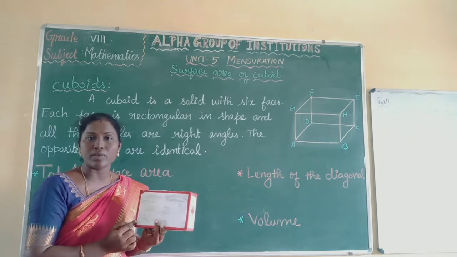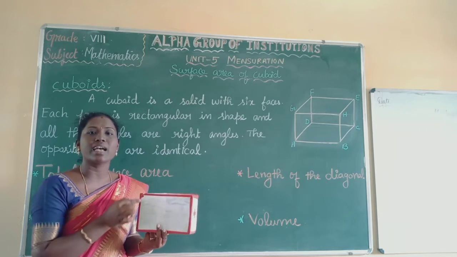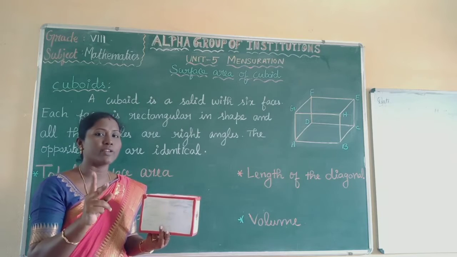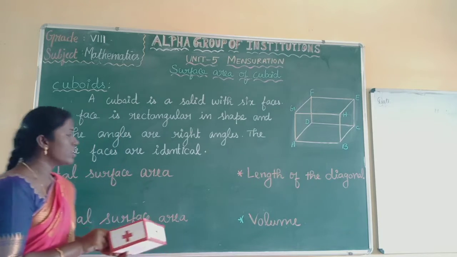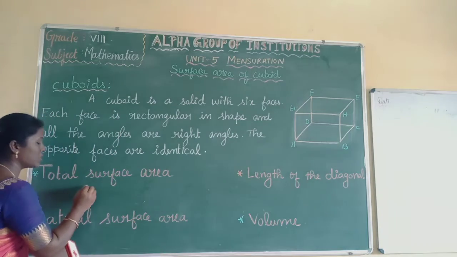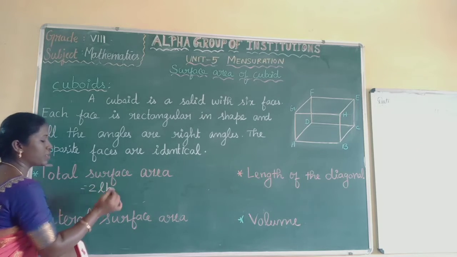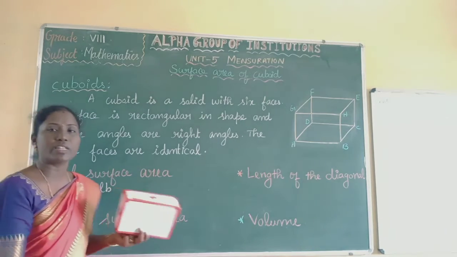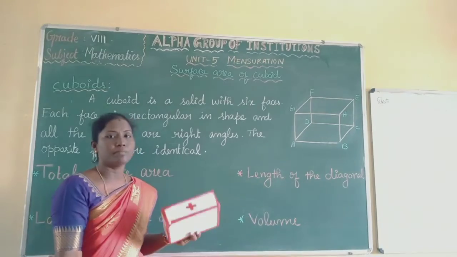It is in the shape of a rectangle, so it includes the length and breadth. So we have 2 identical faces, 1 and 2. The area of top and bottom will be given as 2 into LB, 2 into length into breadth. We use L and B as the short form of length and breadth.